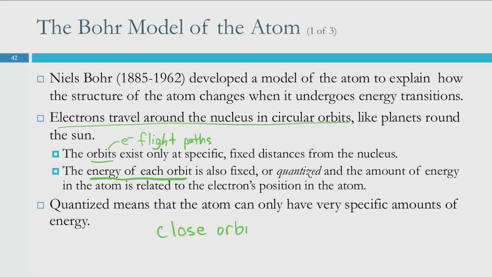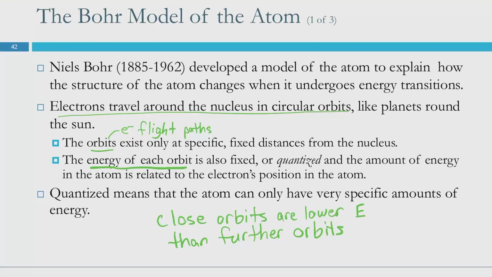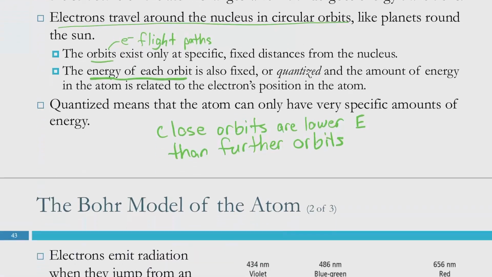Close orbits are lower energy than further orbits. So the electrons that are on the closer tracks are going to have lower energy. The electrons that are on the further tracks are going to have higher energy. And again, these are fixed values. So our electrons in our atom can only be on these fixed orbit tracks, and so they have to have specific amounts of energy associated with those tracks.